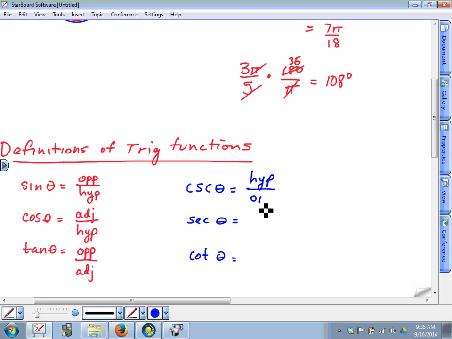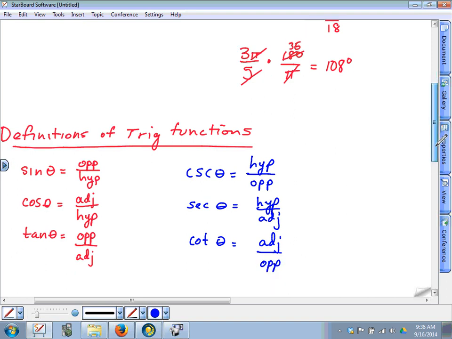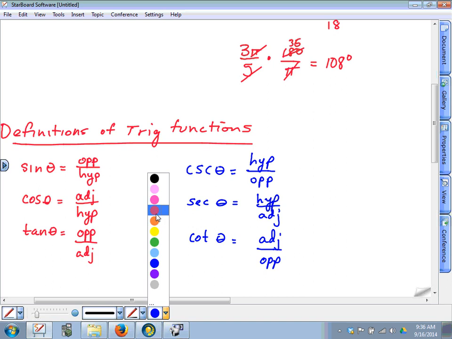Cosecant is hypotenuse over opposite, because the cosecant is the reciprocal of the sine. It's 1 over sine. The secant is the reciprocal of the cosine, so it's hypotenuse over adjacent. And the cotangent is the reciprocal of the tangent, so it's adjacent over opposite.